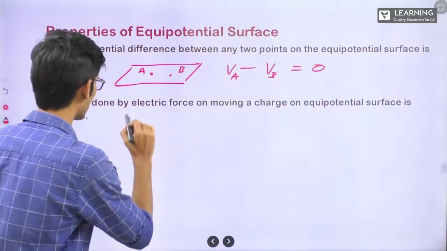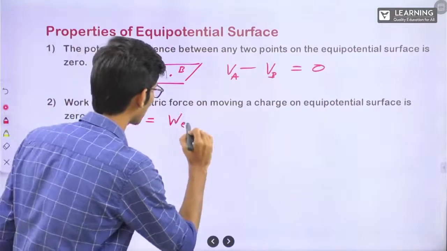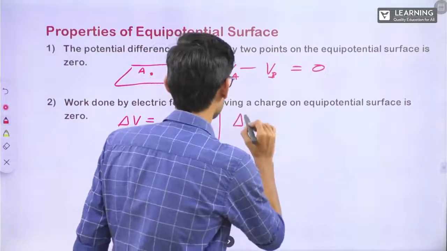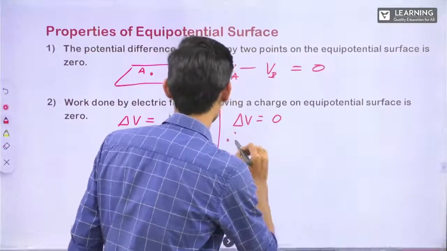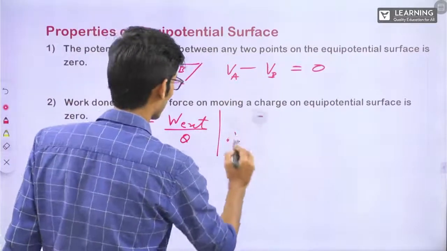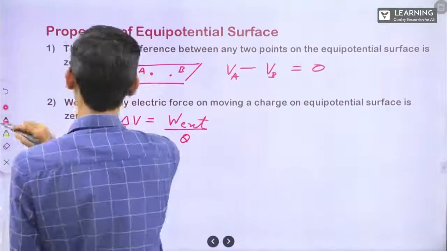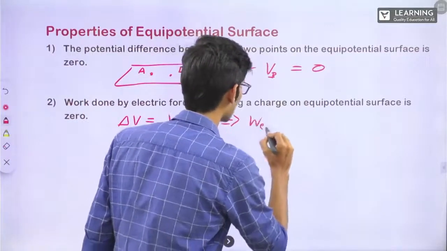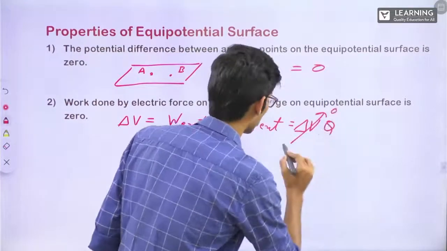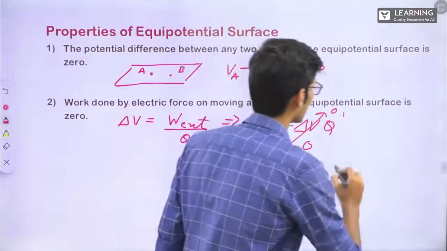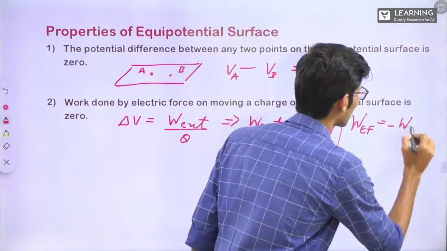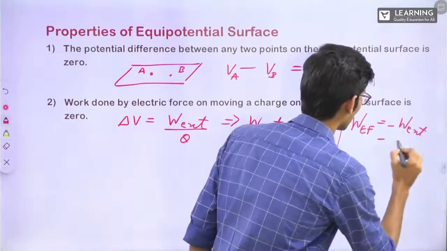You can write delta V is equal to work done by external agent divided by Q. Now, delta V is equal to 0. Therefore, from this, the same way you can write, work done by external agent is equal to delta V into Q. Delta V is 0, therefore work done by external agent is equal to 0. Work done by electric force is equal to minus work done by external agent. So this is equal to 0.